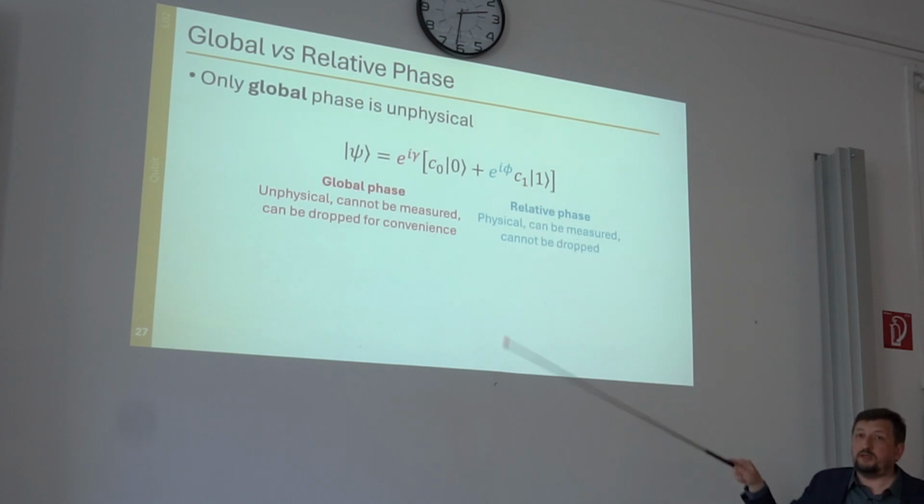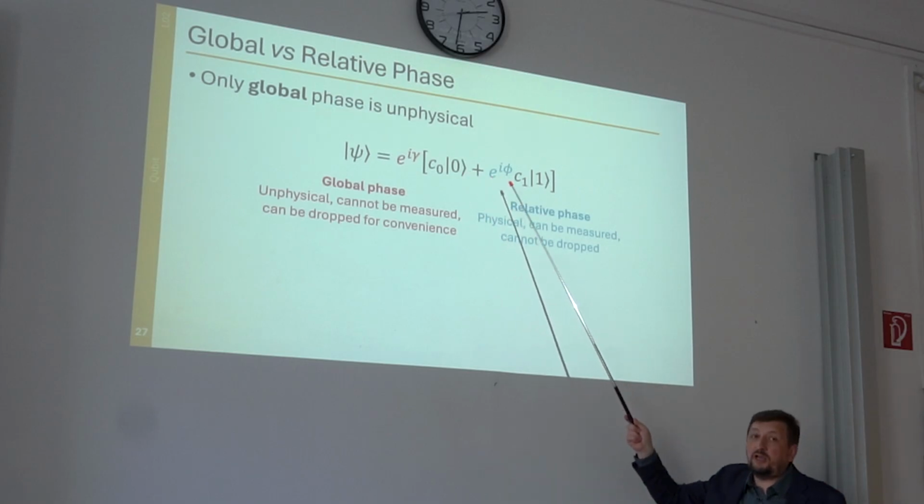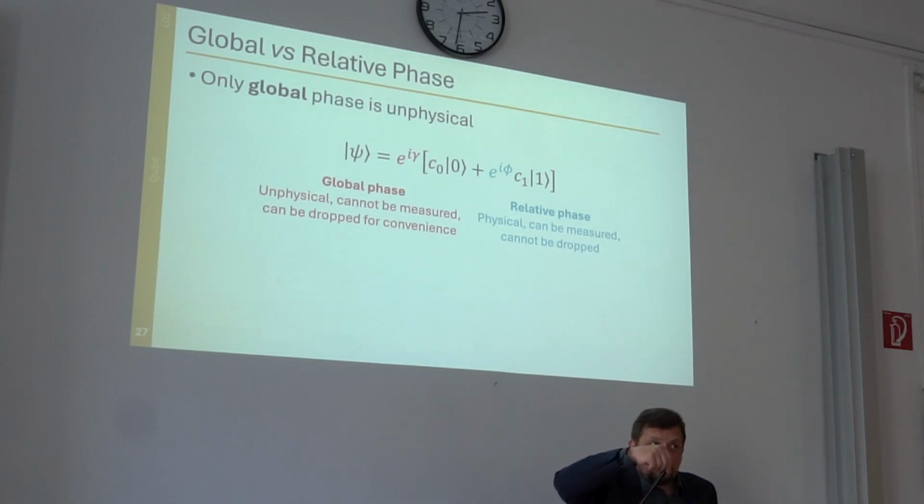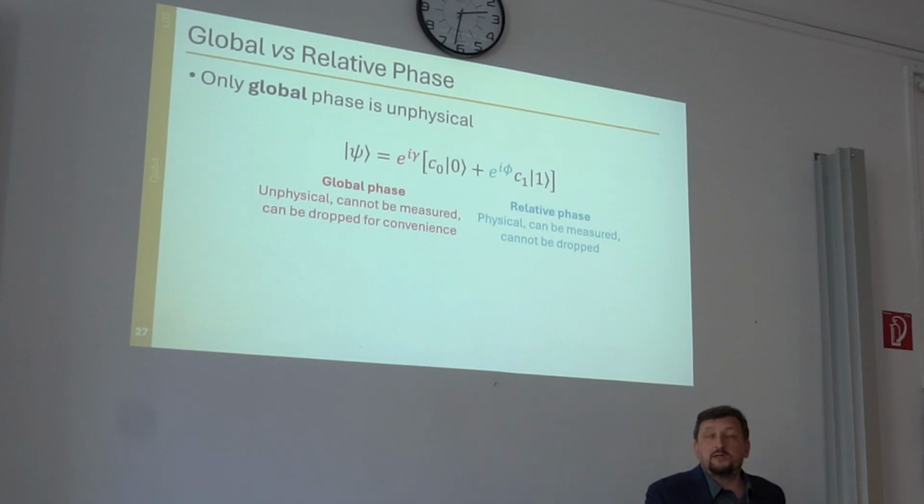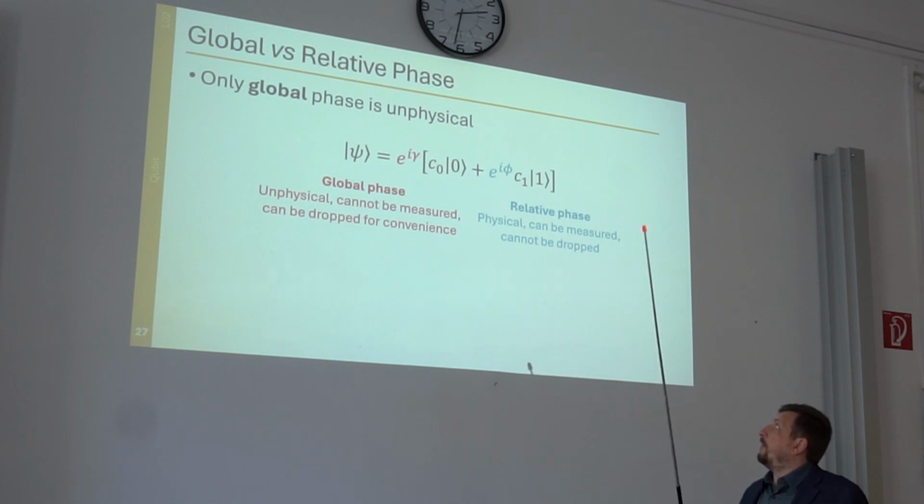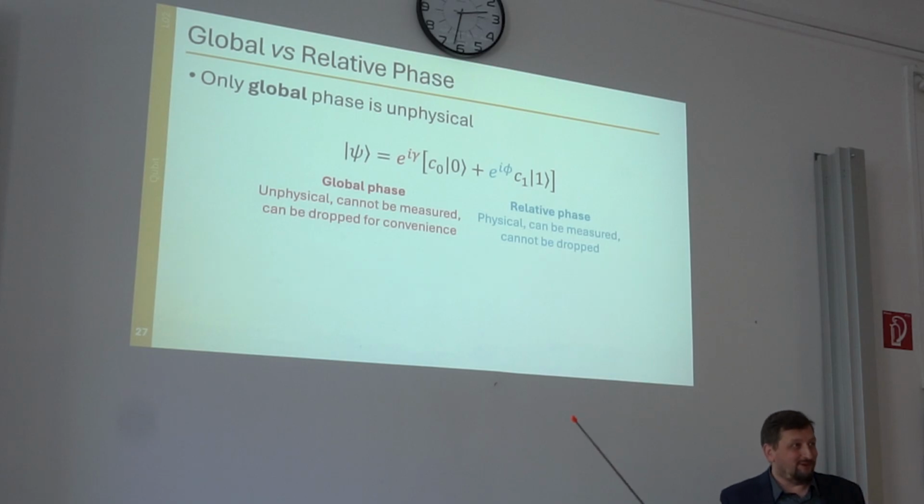States with different relative phase are different states. For example, this is 0 plus 1, and this is 0 plus i 1. They differ only by phase, and this is 0 minus 1, again just a different phase. Different relative phases correspond to different physical states. So if you ever drop a phase, be sure that you drop only the global phase.